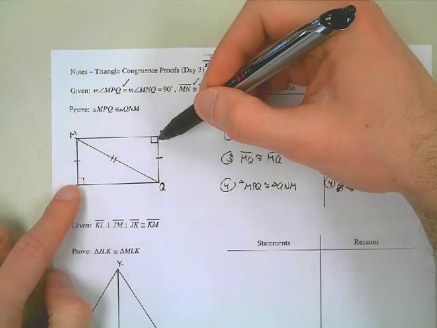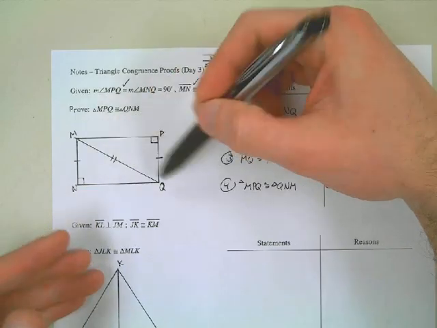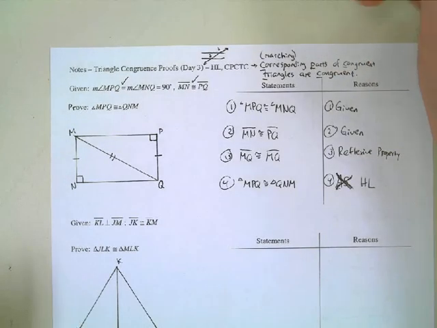Now, granted, let's see here. Yeah, it would be marked wrong. This one has to be hypotenuse leg. It has to be. There's no other congruence that would work here for the information we've been given.